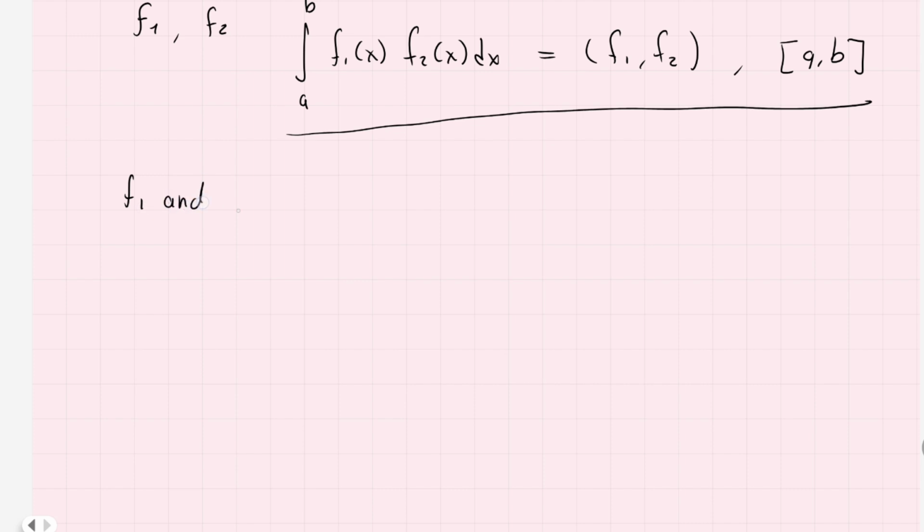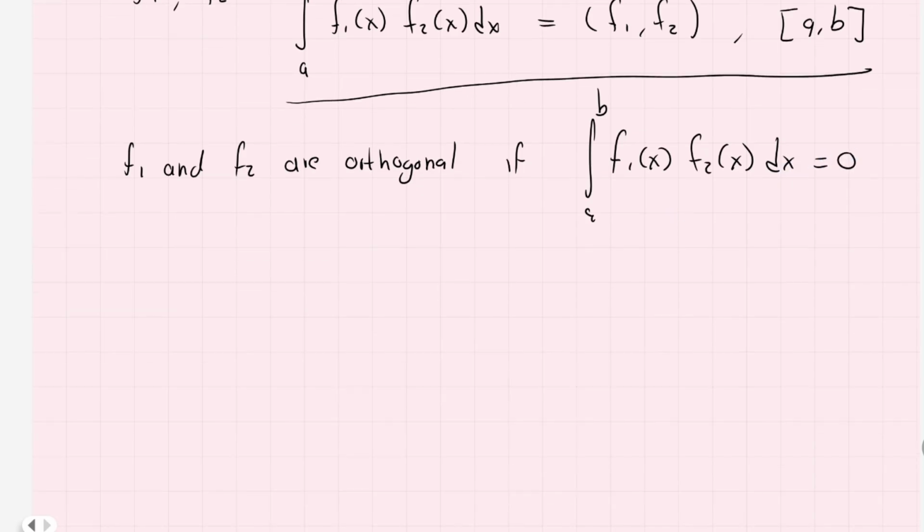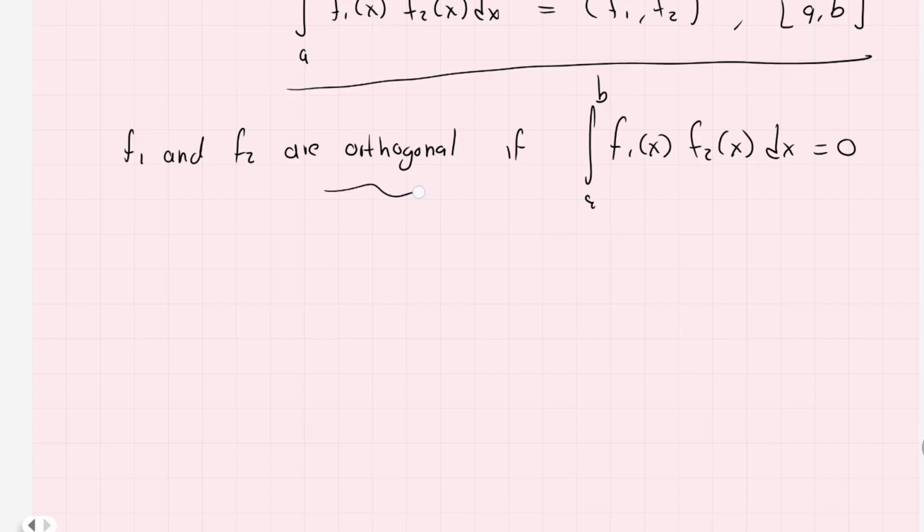f1 and f2 are orthogonal if the inner product between f1 and f2 is equal to 0. So that means that this integral is equal to 0. Okay, so that is the meaning of orthogonality in scalar functions. And of course, again, this orthogonality is valid only on the interval a comma b.